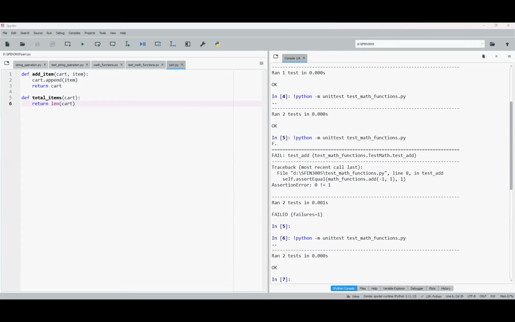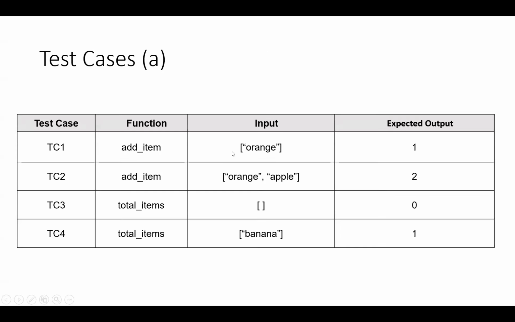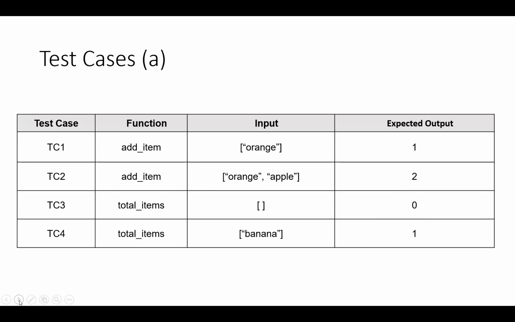The first thing, actually, is to do your test cases, right? So let's say we have a cart and we're going to add an orange to it. The expected outcome will be 1. And why is it? Because it will return that cart and then the length of the cart. When you add another item to it, you're going to have 2 items in the output.